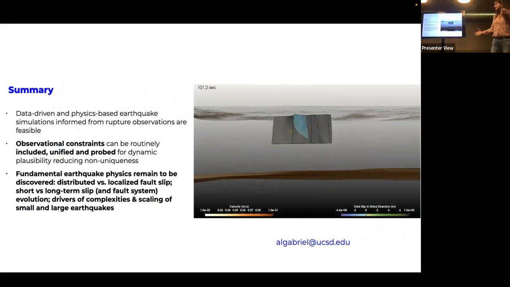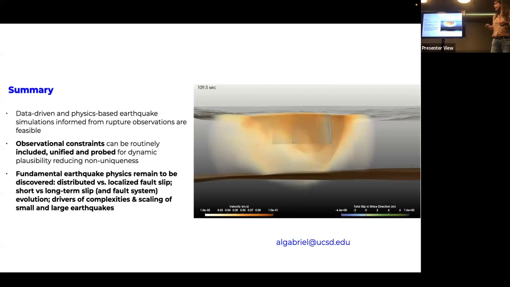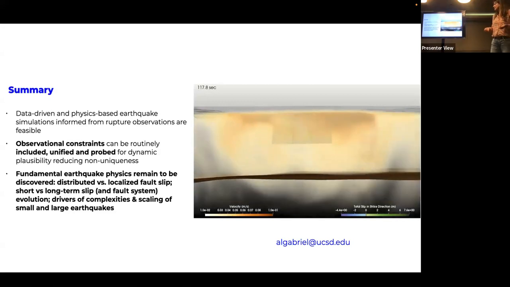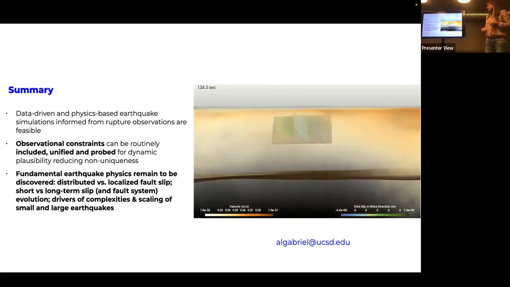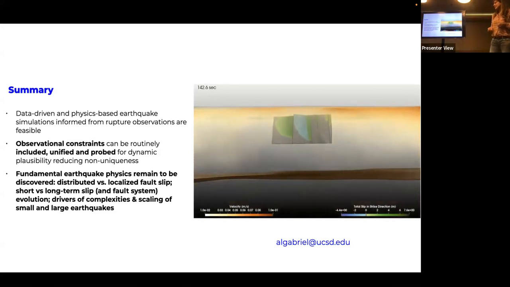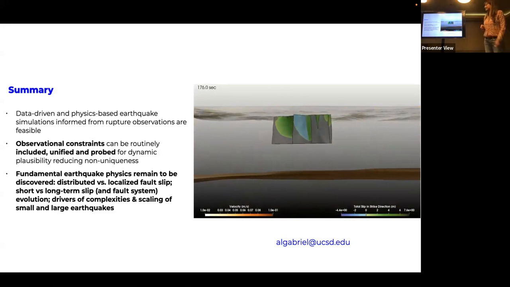So, for example, distributed versus localized fault slip, short versus long-term slip, the evolution of the fault system, and also what the drivers of complexities are and the scaling of small and large earthquakes. These are really fundamental questions that remain unresolved and where we can come up with hypotheses and probe them against the data. Thank you.